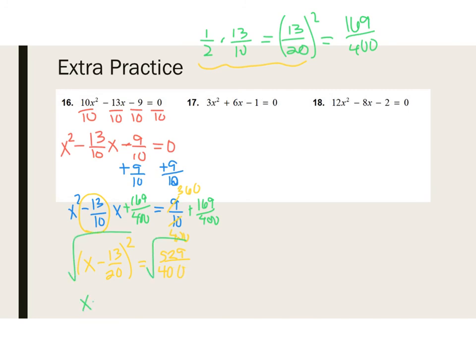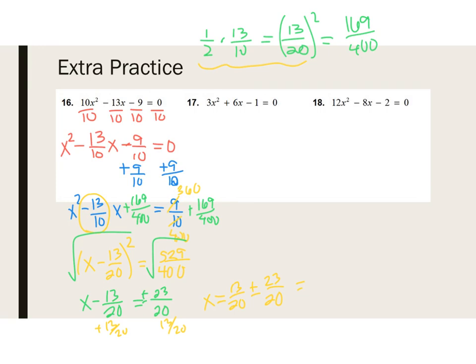So the next thing we're going to do, we're going to square root both sides, which is going to give us x minus 13 twentieths. And then we're going to square root the top and square root the bottom. So I'm going to check to see the square root of 529. I just did my calculator, and it's 23. The square root of 400 is 20, and you always need to remember to put your plus or minus. We're going to add 13 twentieths to both sides. So x is going to be 13 twentieths plus or minus 23 twentieths.